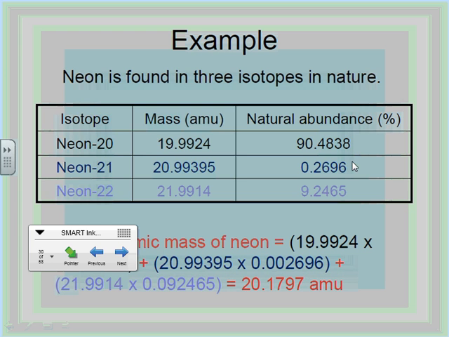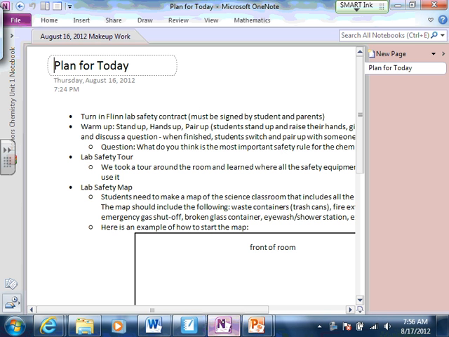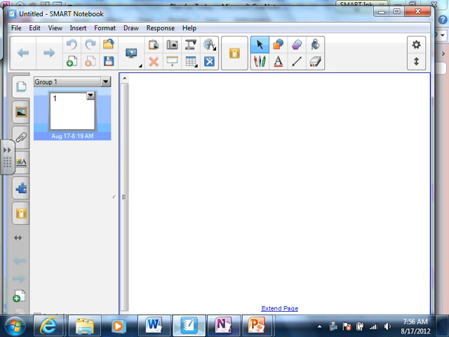Actually, let me shrink this for a second here. We'll do this one in Notebook. There's Notebook. That way we have a little bit more space to write.